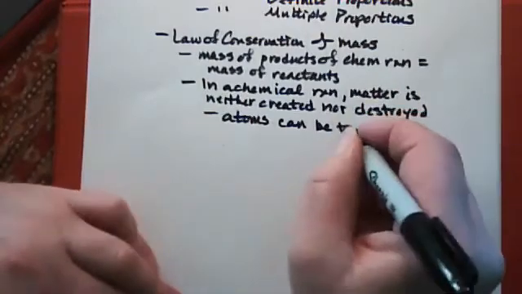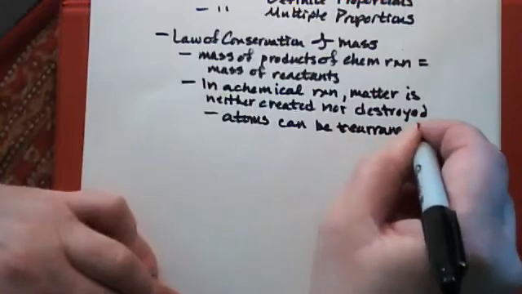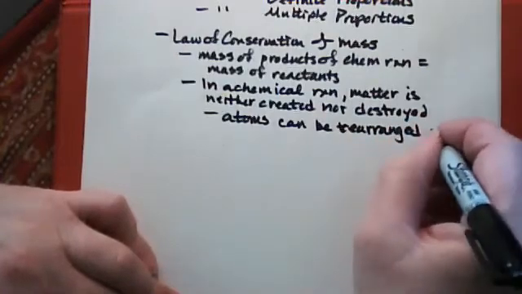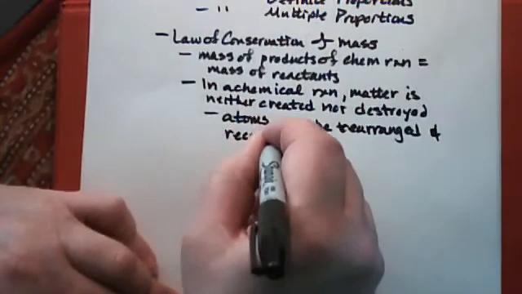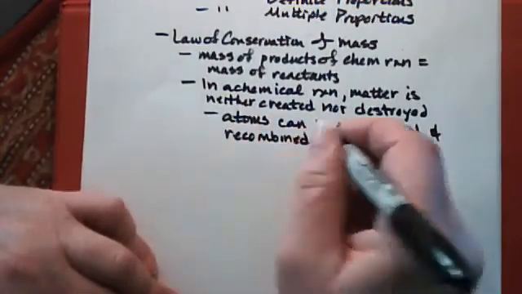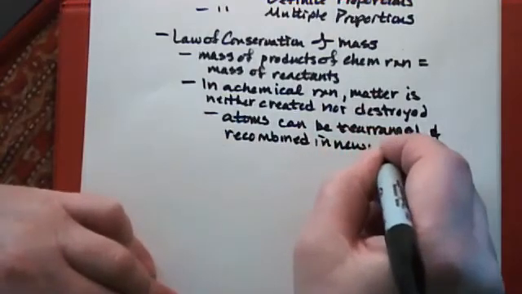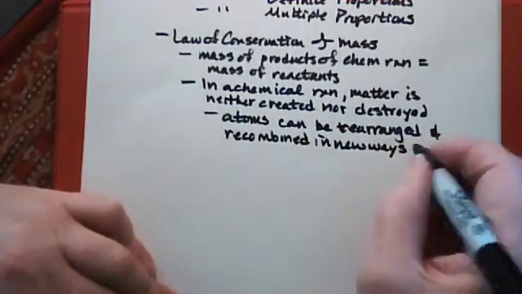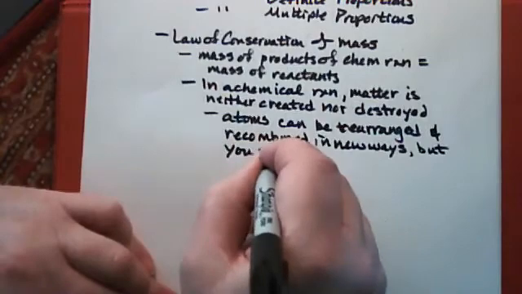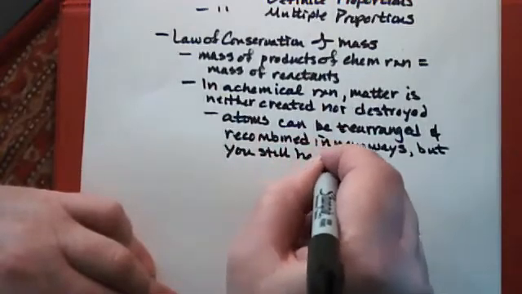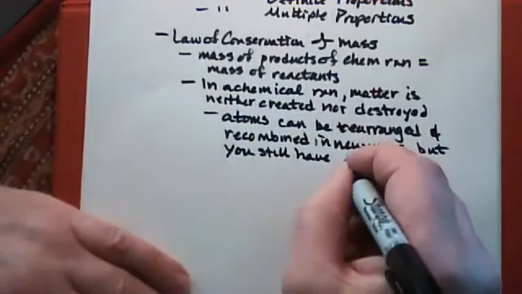And basically what happens in a chemical reaction is that the atoms are rearranged and recombined in new ways. But you still have the same number of atoms of the same element.